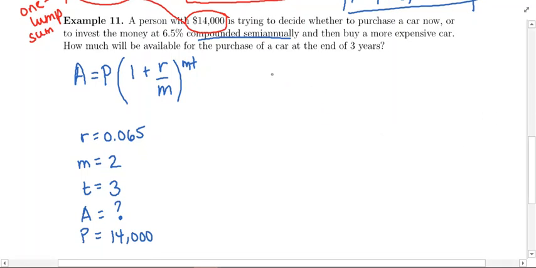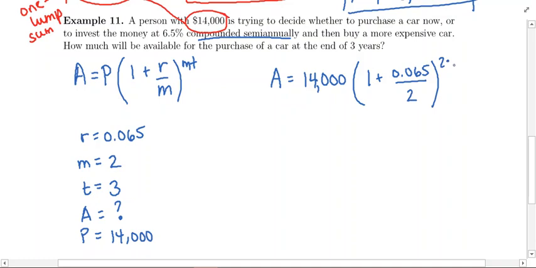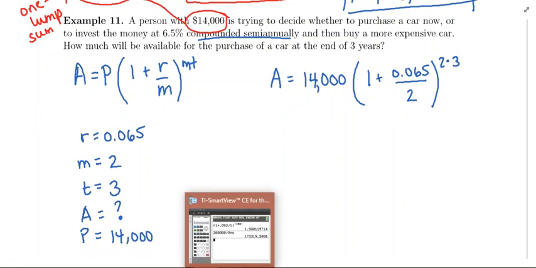Let's plug into our formula. We're looking for A. So we're going to get 14,000 times (1 plus 0.065 divided by 2) raised to the 2 times 3. The good news is that A is the easiest variable to solve for because you just have to plug it in exactly like you see it into your calculator. Let's go ahead and do that. Remember you can just enter it into your calculator in one swoop.